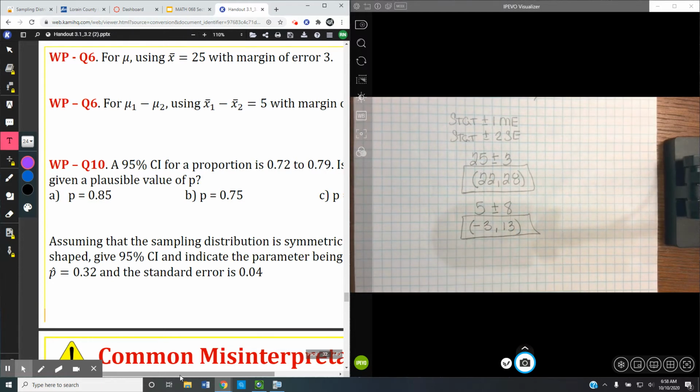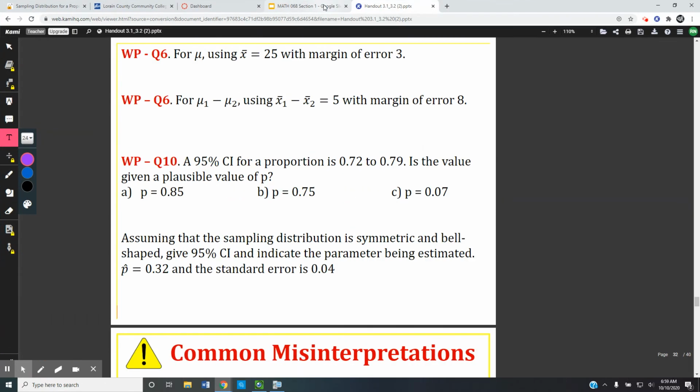My confidence interval using my statistic is going to be somewhere between a negative 3 and a positive 13. For this one, it's somewhere between 22 and 28. Anywhere outside of there is not a plausible data value because it's outside of the 95% range. It doesn't mean that it can't take place. What it means is that it's not plausible, but it's still possible.